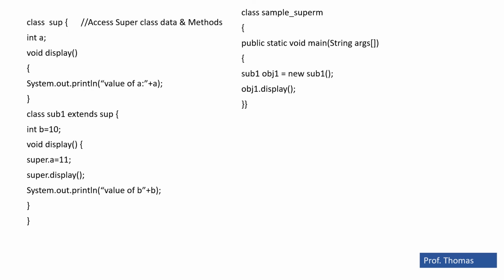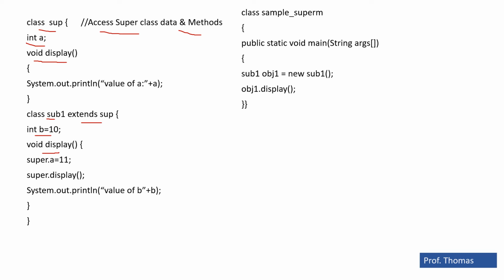Here we see another example, accessing superclass data and methods. Here we have one class Super, and another class Sub1 extends Super. The superclass contains a class variable int a, and the subclass contains a class variable b equal to 10. Both the superclass and subclass contain the same method, void display.